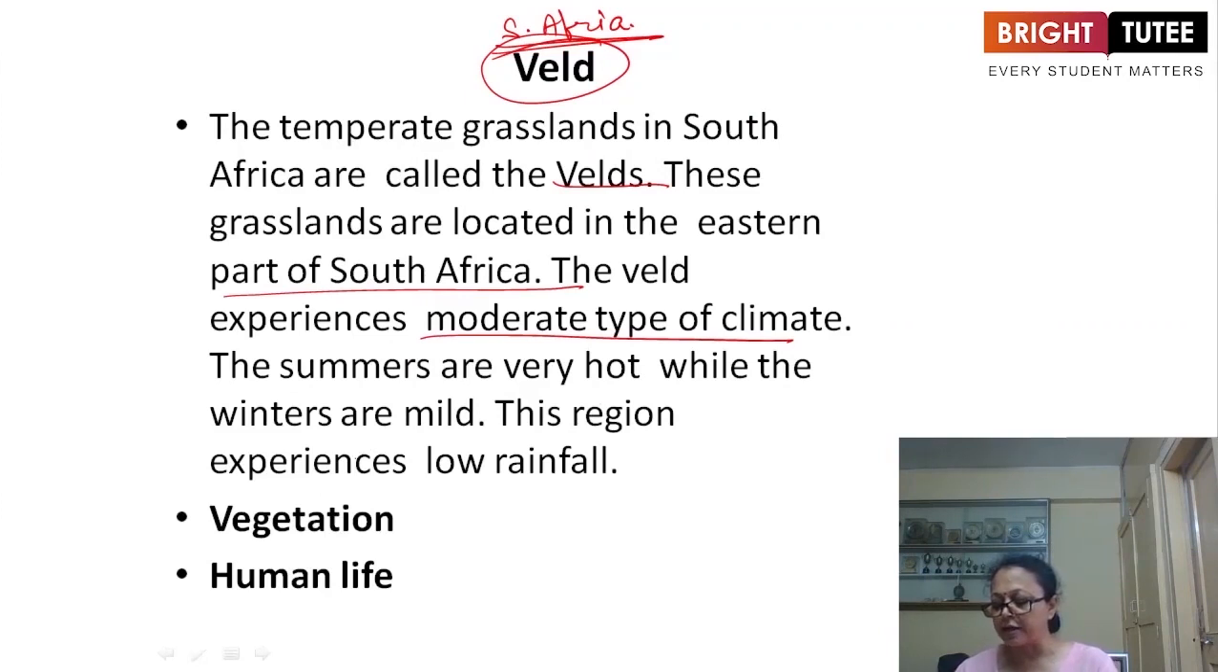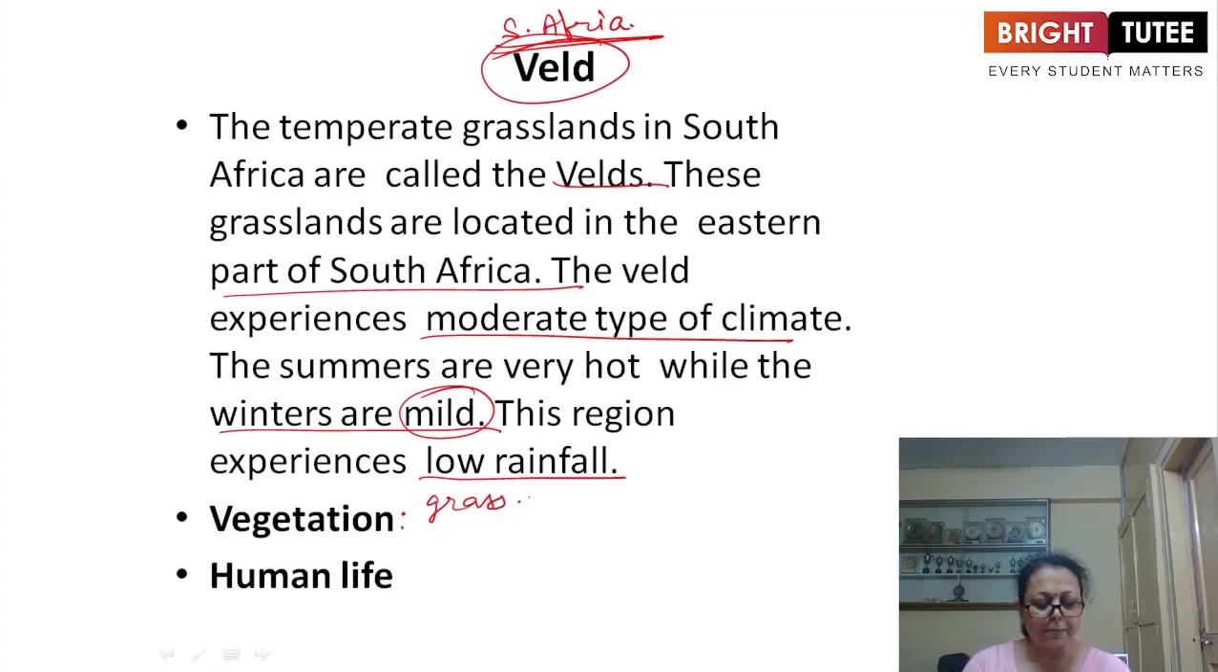The summers are very hot while the winters are mild, but the winters can also reach minus 20 degrees Celsius. Here it is a bit different. Here winter is mild. This region experiences very little rainfall. Because of the dry climatic conditions in this region, plants do not grow here. Grasses are the dominant vegetation of the veld. So what is the most important vegetation? Here it is grass.